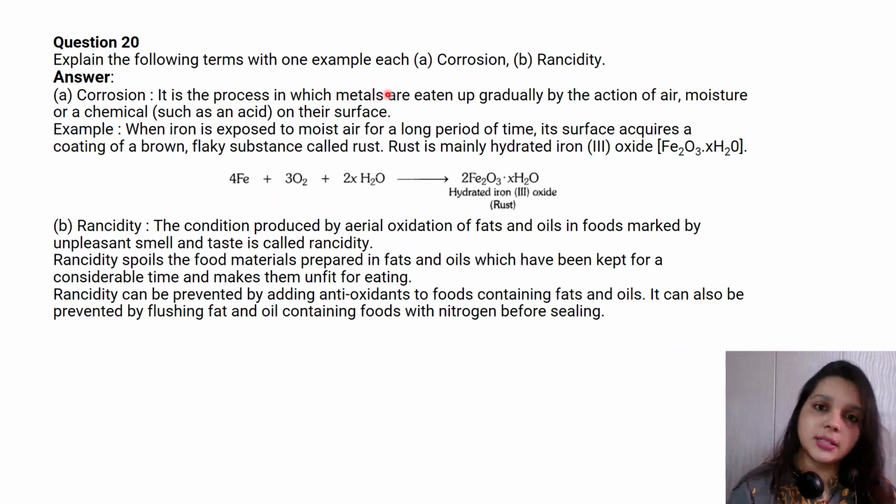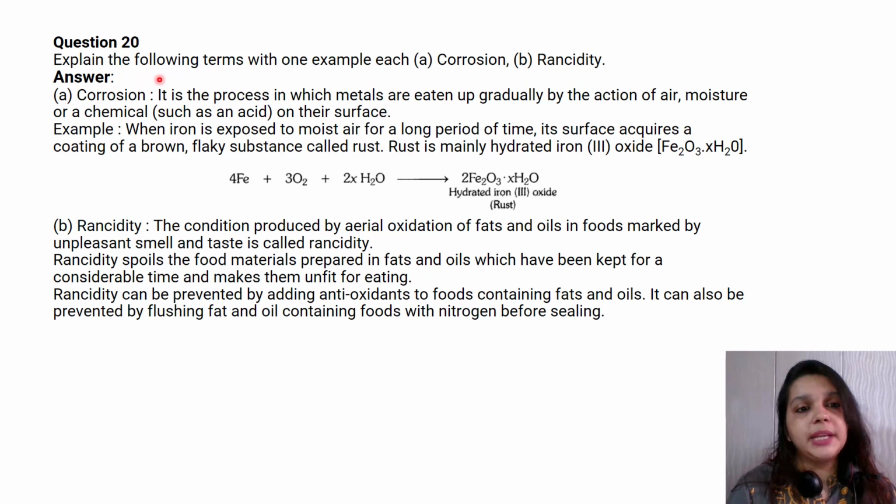And lastly, we are on to our last question, question number 20. Explain the following terms with one example each: corrosion and rancidity. We've just discussed what corrosion and rancidity do, so let's quickly dive in. Corrosion is the process in which metals are eaten up gradually by the action of air, moisture, or a chemical such as an acid on the surface. We are giving an example of iron here. When iron is exposed to moist air for a long period of time, its surface acquires a coating of a brown flaky substance called rust. Rust is mainly hydrated iron oxide.